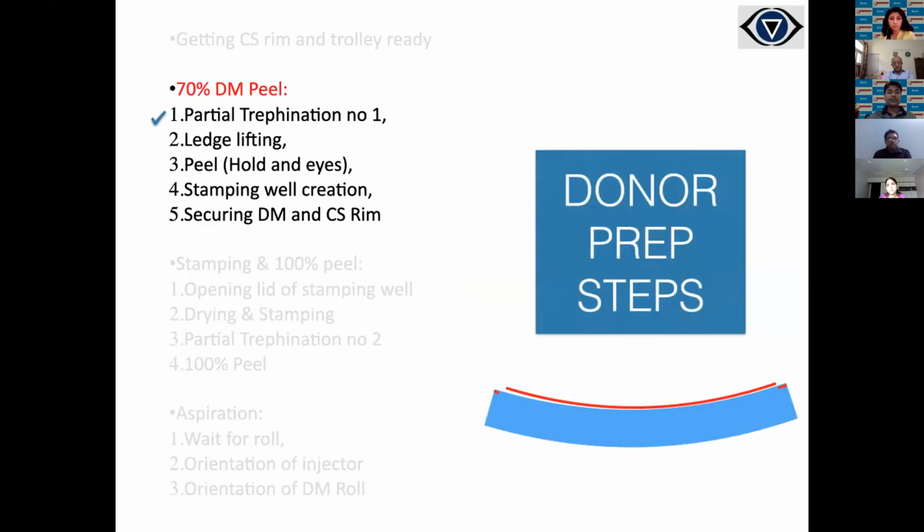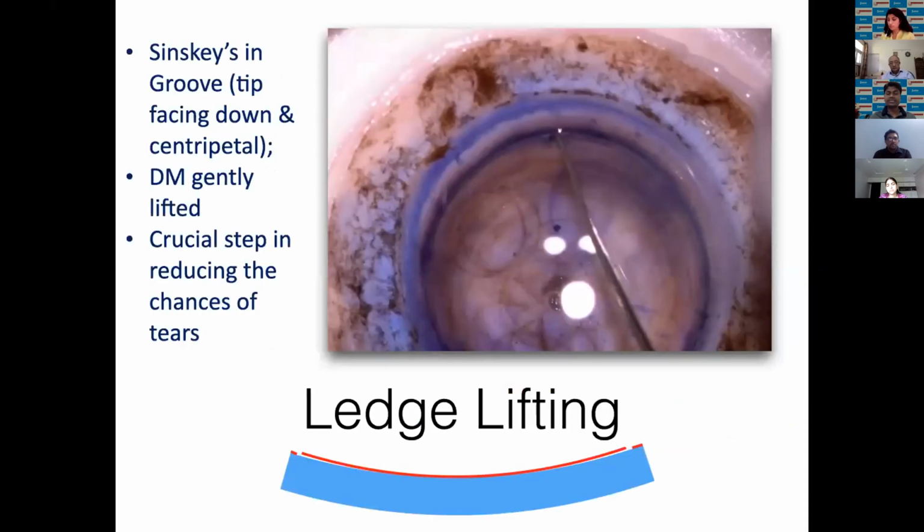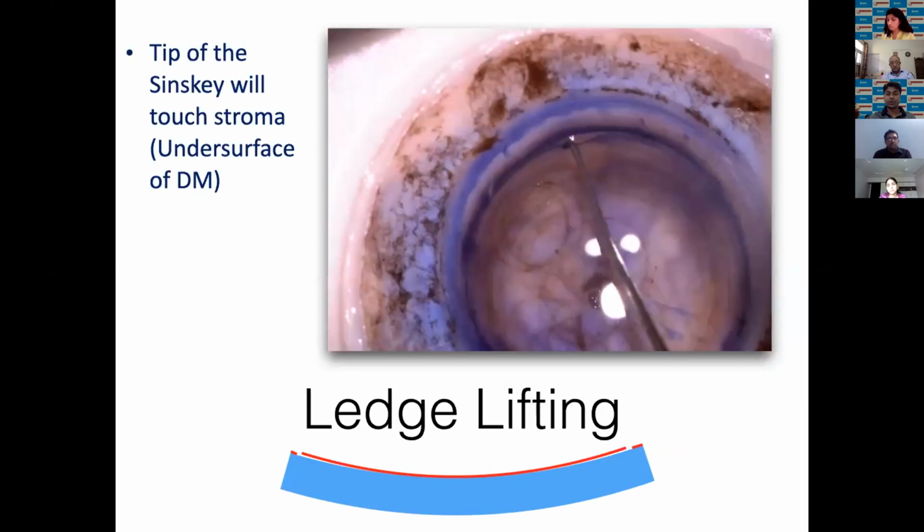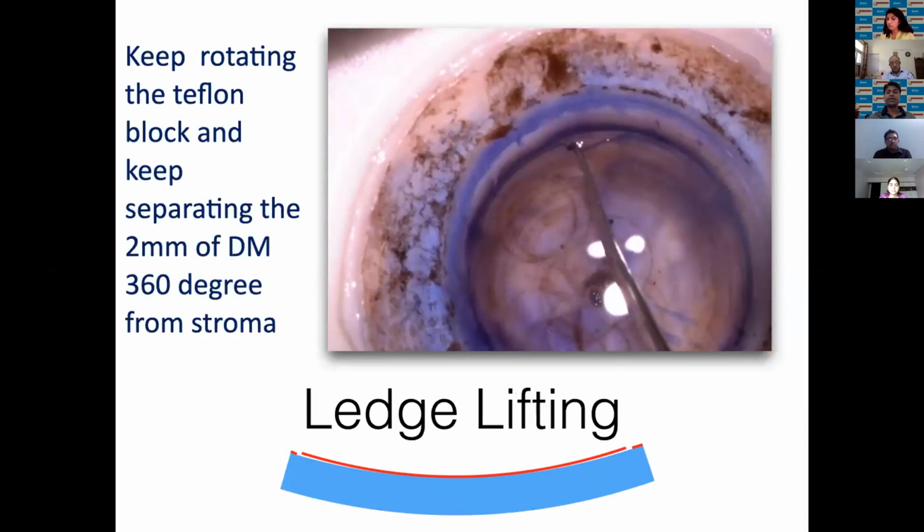Going forward, you have done your first partial trepanation. Next, you have to lift this DM in 360 degrees. All you will have to do is take this Sinskey hook and very gently nudge this Descemet's membrane all over. You have to create 2 millimeters of ledge, 360 degrees of Descemet's membrane. If you have done this step nicely, there'll be very less likelihood that you'll get a tear.